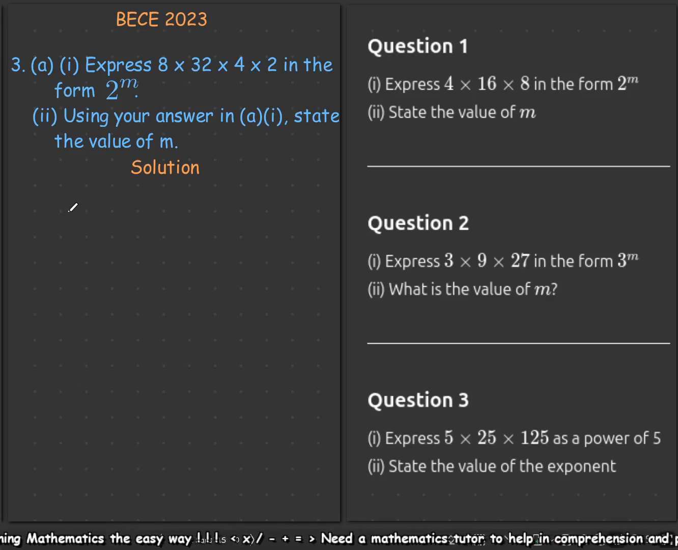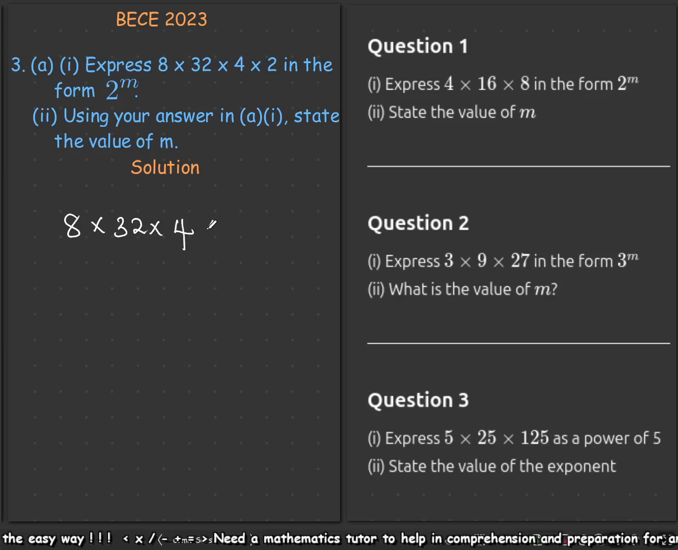So the question we have here, it's in relation to what? Indices. Yeah, indices. So we have exponential equations. But since there's not an equation, it's actually exponential expressions. So you have 8 times 32 times 4 and then times your 2. Now what you want to do is express each and every one of them as a power of 2. You see? And how do we do that?